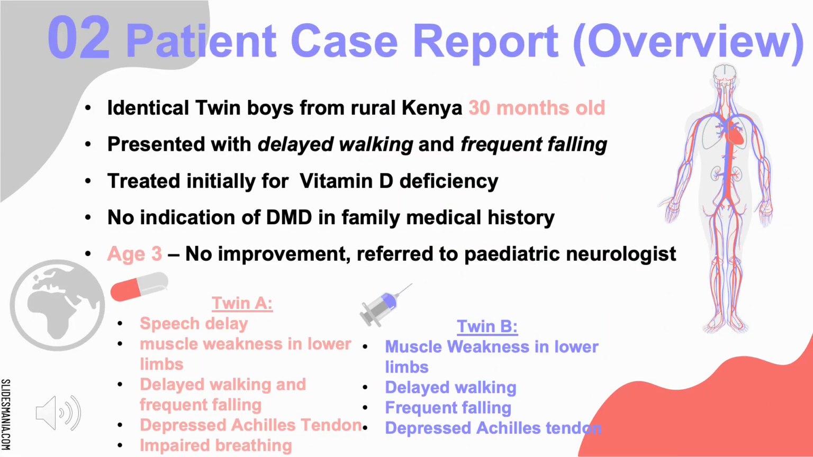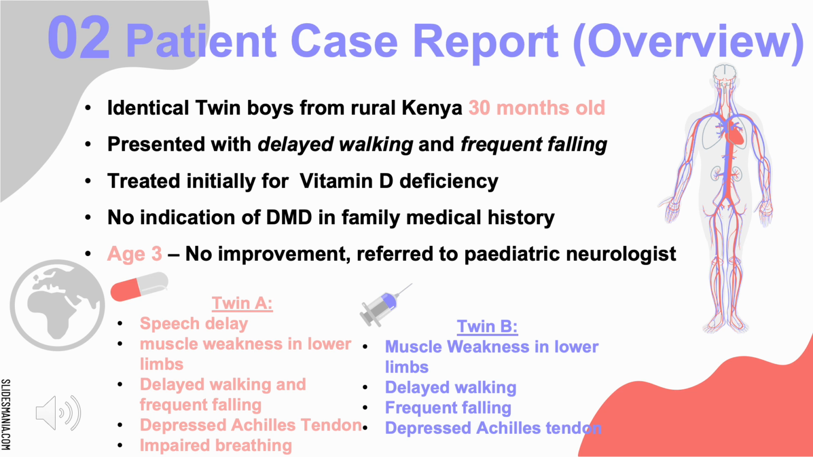Now, a brief overview of the patient case report. Twin brothers from rural Kenya with no family history of DMD both presented with delayed walking and frequent falling at 30 months of age. Initially, they were treated for vitamin D deficiency. The parents provided a detailed medical history where there was no indication of DMD in the current family line.